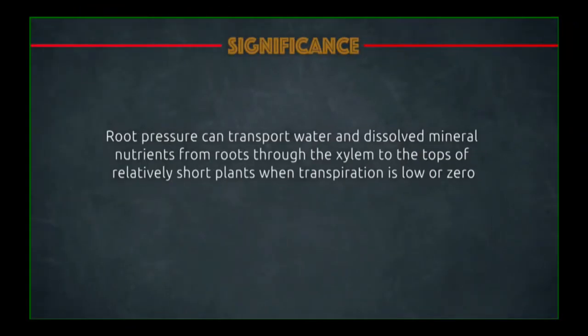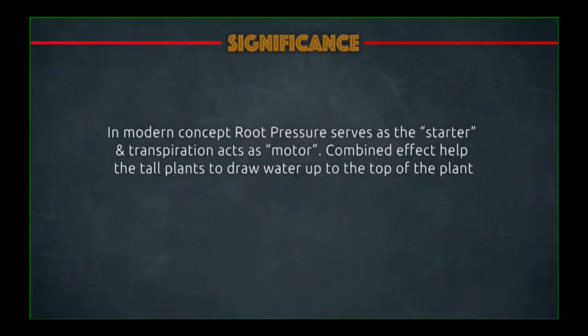Now, the significance. Root pressure can transport water and dissolved mineral nutrients from the roots through the xylem to the top of relatively short plants when the transpiration is low or zero. In the modern concept, root pressure serves as the starter and transpiration acts as the motor. Combined effects help the tall plants to draw water up to the top of the plant.